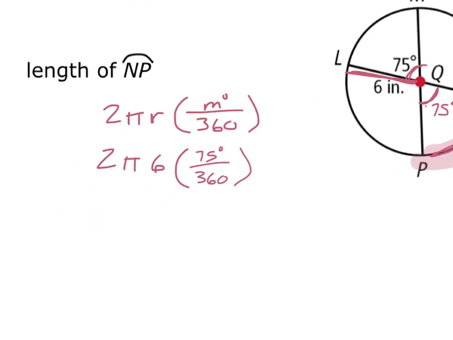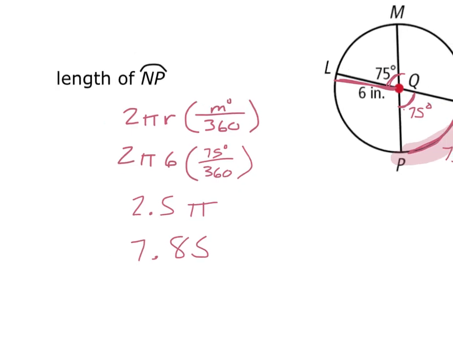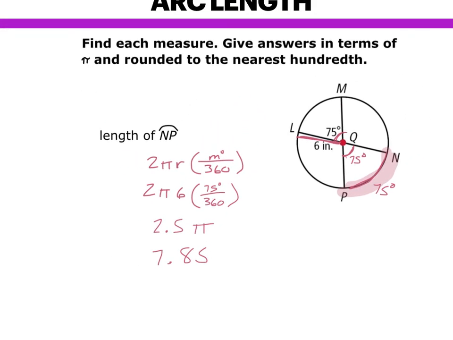And now I'm just going to plug everything into the calculator. So we have 2 times 6 times 75 divided by 360, which gives me 2.5 pi. And now I can multiply 2.5 times pi, which gives me 7.85. So this is our answer in terms of pi, and this is our answer rounded to the nearest hundredth.